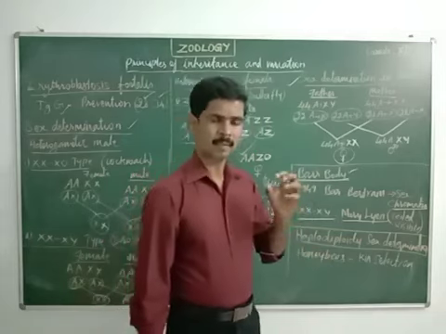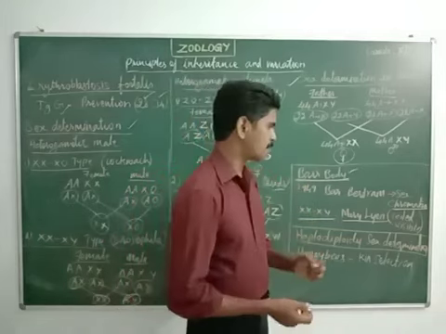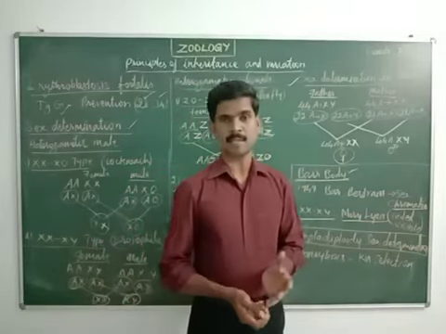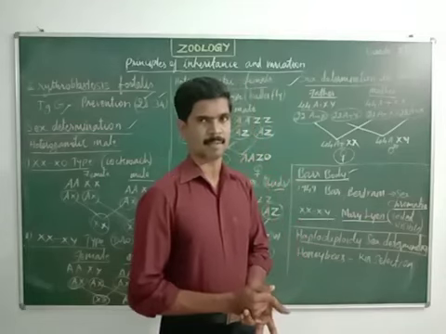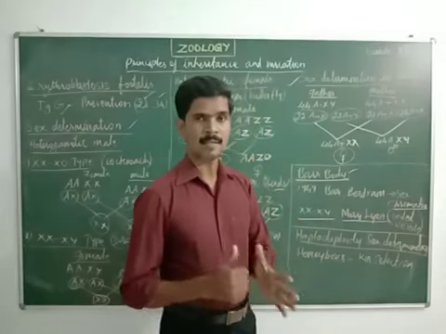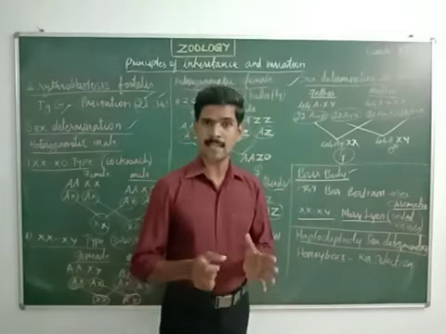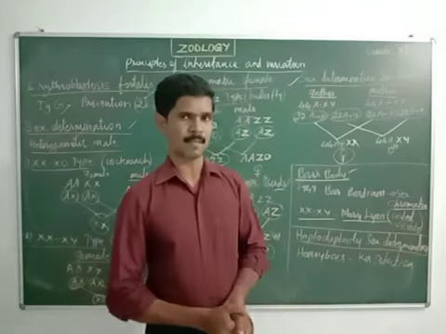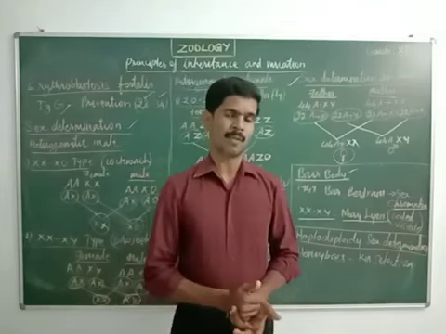Okay, so it's a thick coiled, visible substance. And this Barr body is completely absent in XO type of females. Okay, XO type of females.